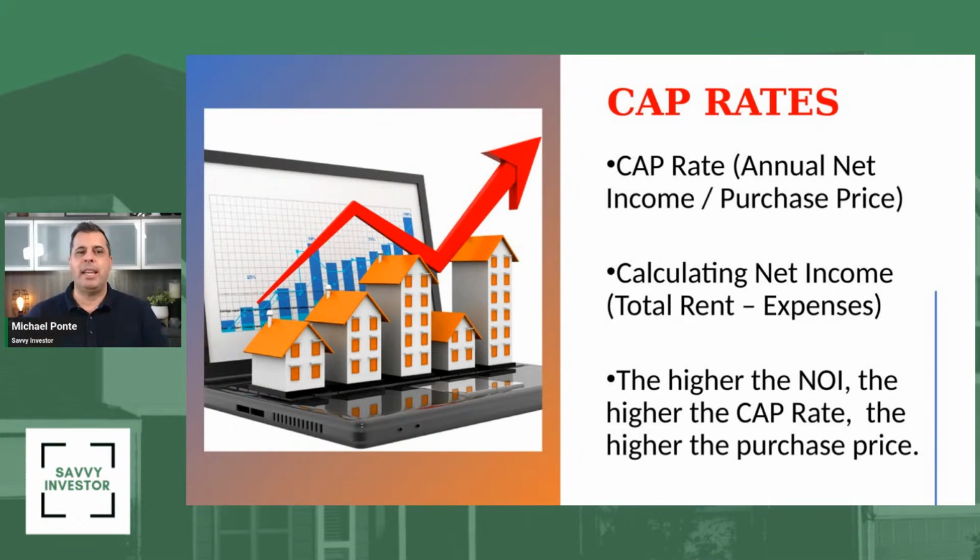So how do I calculate the annual net income? That's the little bullet point right below. It's the gross income, so that's all the rents, any other income that's coming in, minus all the expenses, not including your mortgage payment. All the income minus your expenses, not including your mortgage payment, calculates your net income. You divide that by the purchase price, and that calculates your cap rate.